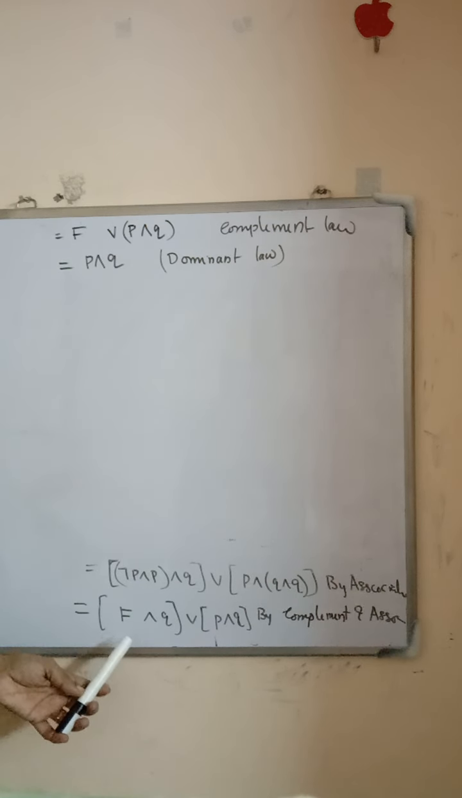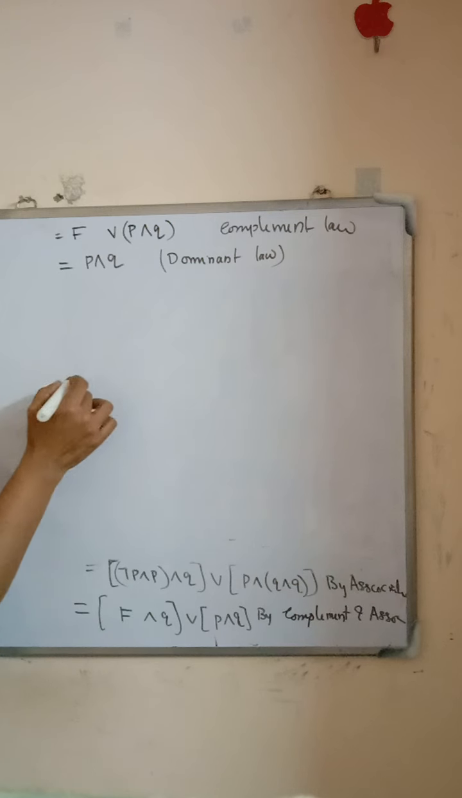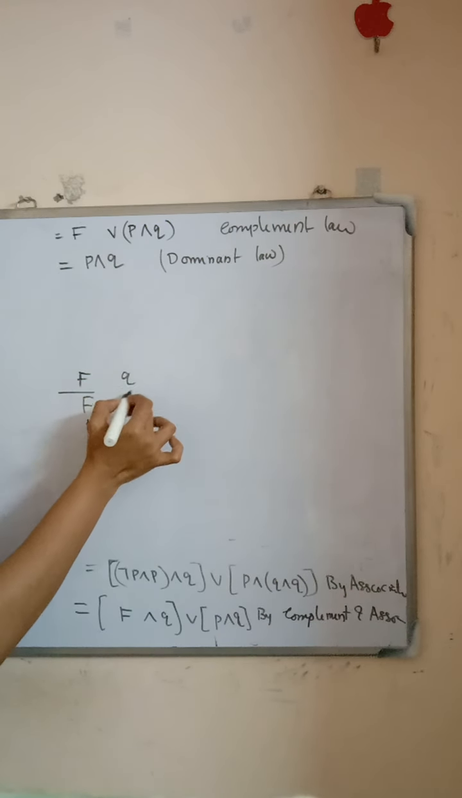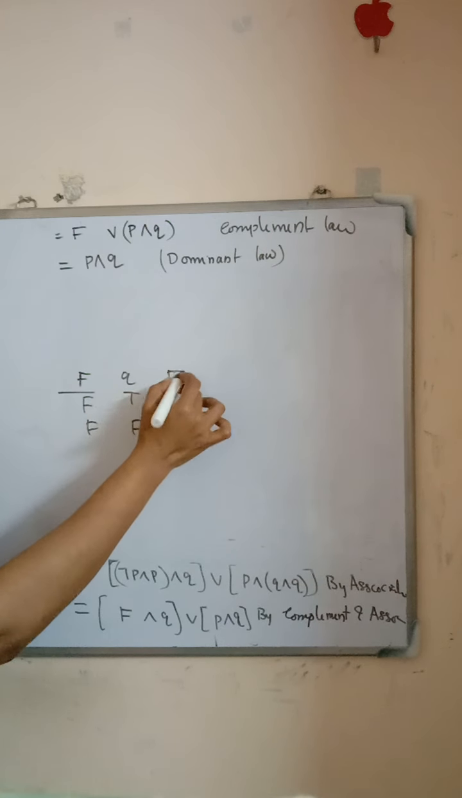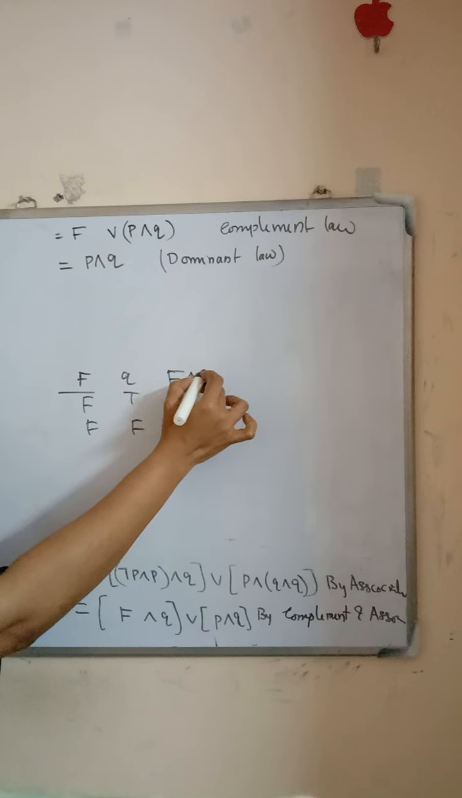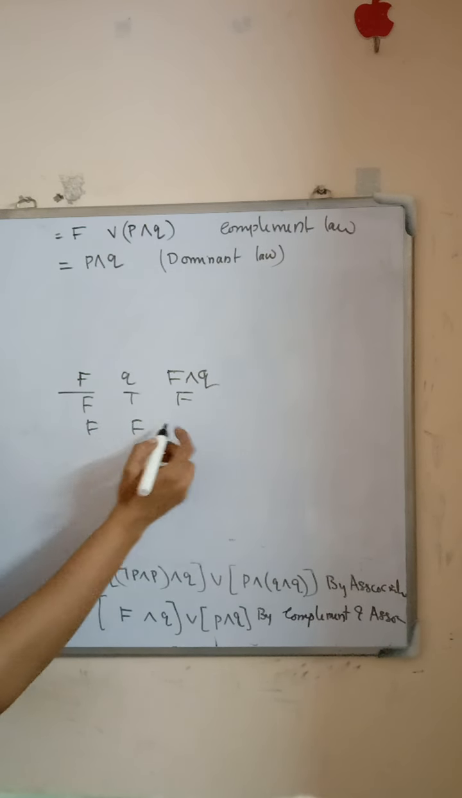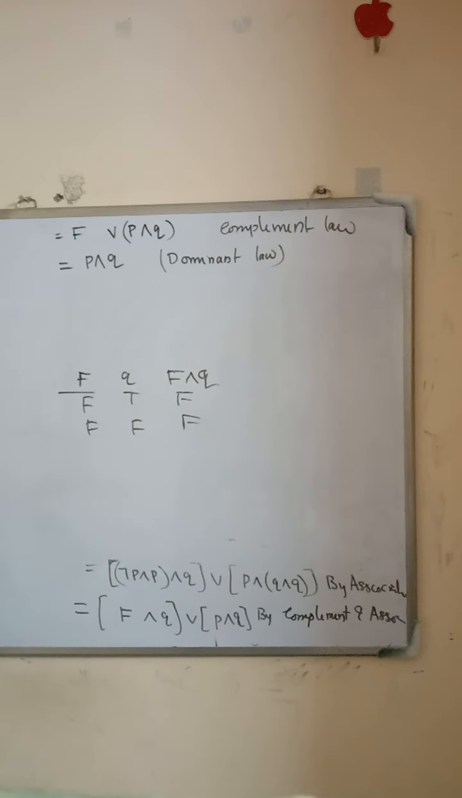We know that false and Q. That is, false means all the statements are false, and Q is true or false. False and Q is false and true, it is false. False and false, it is false. So false and Q is false. That is the complement law. False and Q is false, or P and Q.